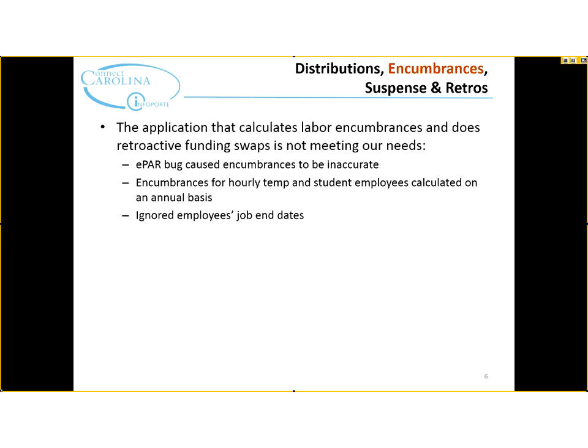With encumbrances, the application that calculated our labor encumbrances and did the retros just didn't meet our needs. It just didn't work. There was a bug in the EPAR that was causing inaccurate encumbrances. The encumbrances for our hourly temps and students was working on an annual basis, and we know that's not how we pay them. So it was over encumbering those folks. It ignored job end dates. You know, it's in there. Let's pay attention to the information. And unfortunately, the tool was not doing that.